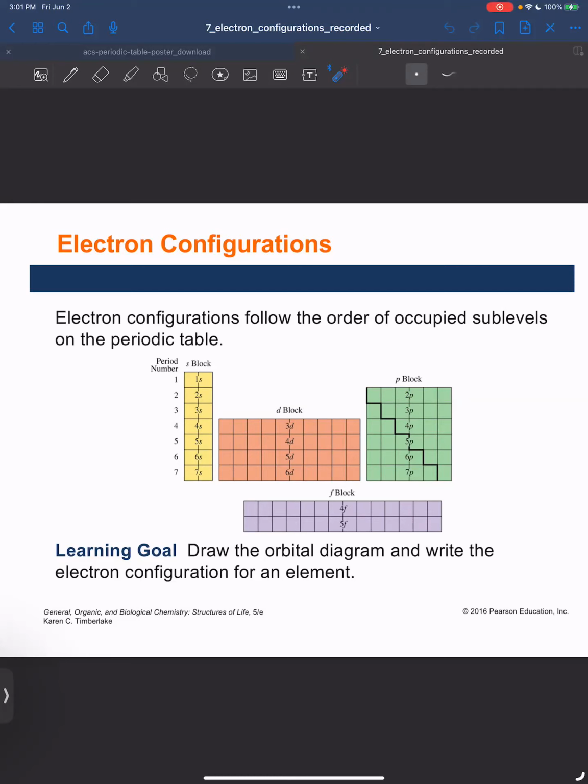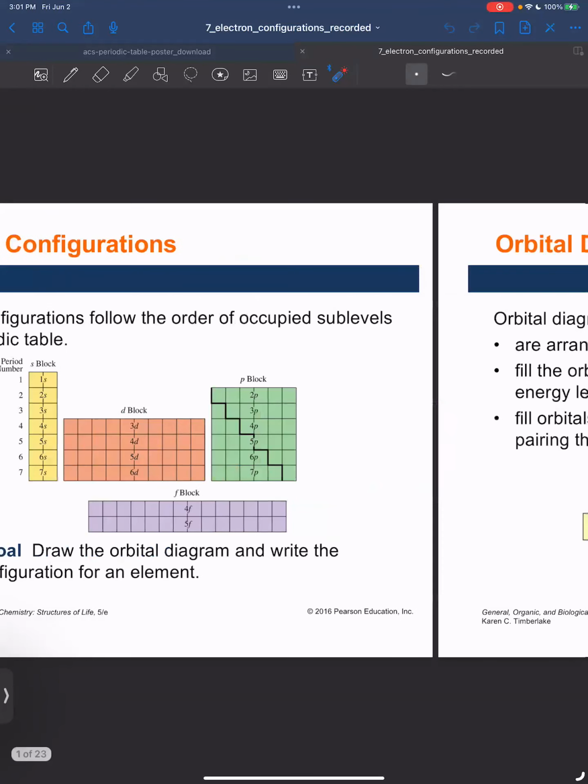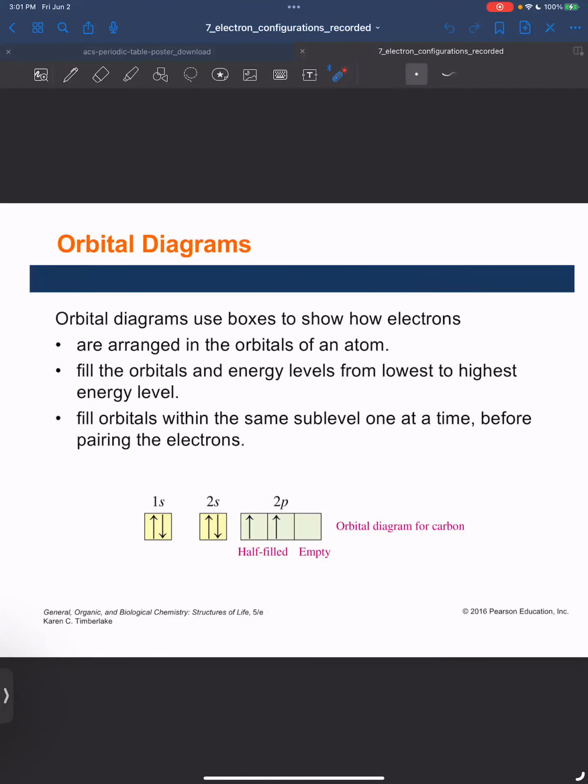But what you will learn by the end of this video is that when we start determining orbital box diagrams and electron configurations, we will follow the order of occupied sublevels on the periodic table. So it'll be 1s, and then 2s, 2p, 3s, 3p, 4s, 3d, 4p, so on and so forth. We will follow that order. We will start with orbital diagrams.